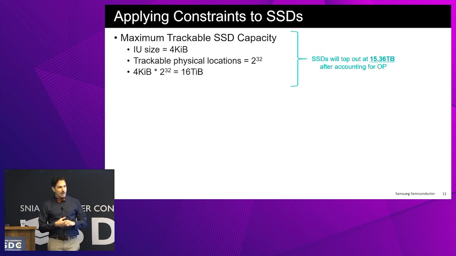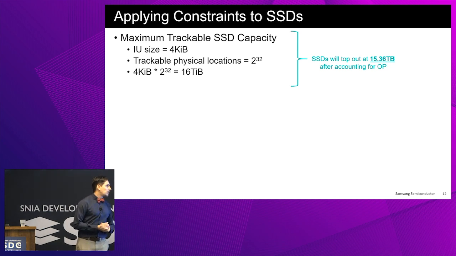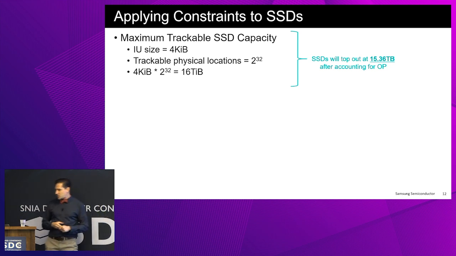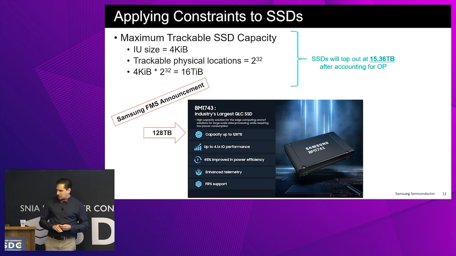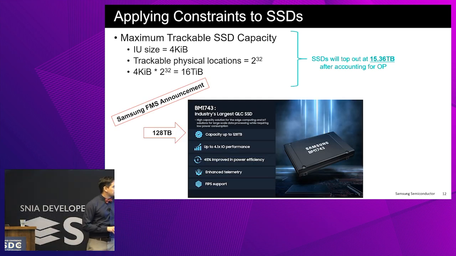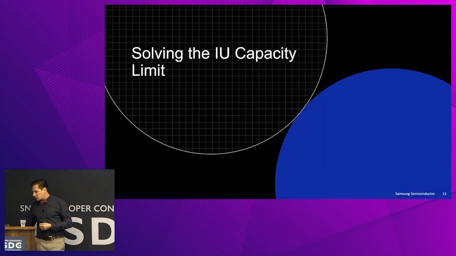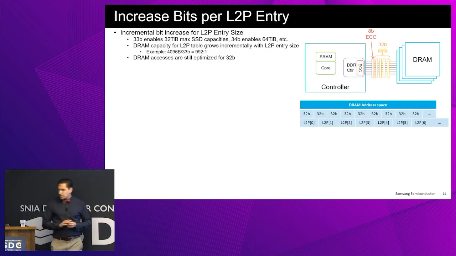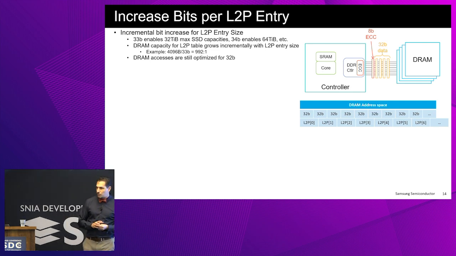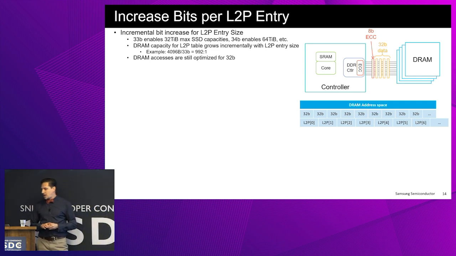Well, okay, so we have maximum trackable SSD capacity. We have 4 kibibytes of stored data tracked, and there are a total of 2 to the 32 locations. So we can ship a max capacity of 16 terabyte drive. All right, we're done. Except that we're still shipping larger drives. So how are we looking at solving these in the ecosystem? And of course, we started out with indirection units being the conversation. So what are some of the solutions here for getting past this indirection unit challenge?